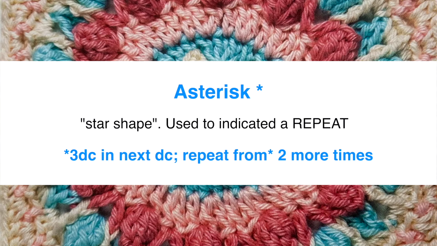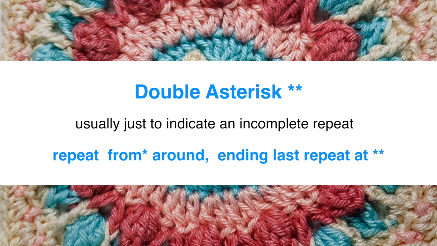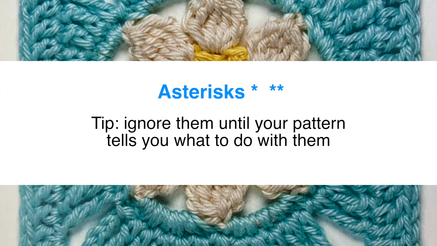Now if you see braces or curly brackets, these are usually just used similarly to regular brackets. Okay, and now moving on to asterisks, the little star shape. Whenever you see this, it just means that you're going to repeat that series of stitches. Now if you see a double asterisk, don't panic. That's just there to show you an incomplete repeat. When you're reading through the pattern, don't even worry about doing anything with the asterisk until the pattern tells you to. And I'll be showing you examples of how to do this later in the video.